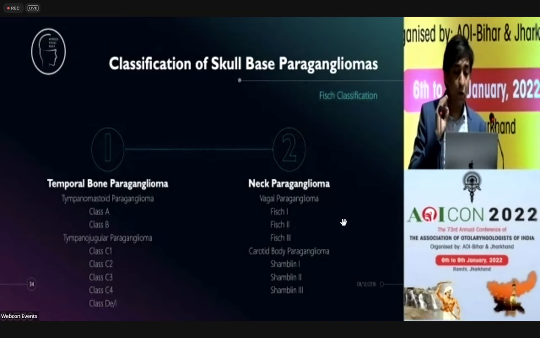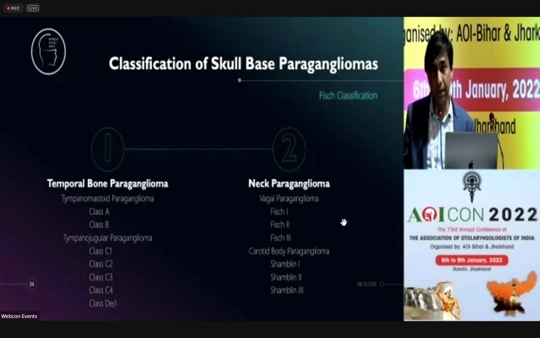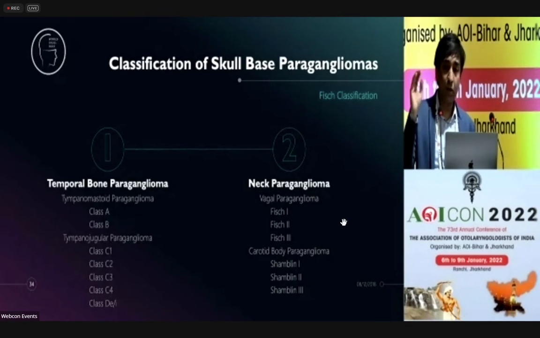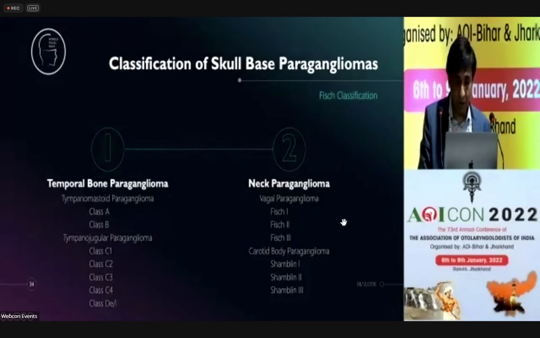No. Tympanomastoid paragangliomas clearly have a separate origin. They are middle ear tumors going outwards. Tympanojugular paragangliomas have a jugular origin and they get into the middle ear from the jugular bulb. So just because there's an A, B, C, D, A and B go into the glomus tympanicum or tympanomastoid category, and they are not progressively tympanojugular paragangliomas. It is by coincidence that it moves from A, B to C and D. So C and D is a classification vis-a-vis the carotid and dura. The vagal paragangliomas obviously are divided into Shamblin 1, 2, and 3. Shamblin classification is something that all of us are familiar with.